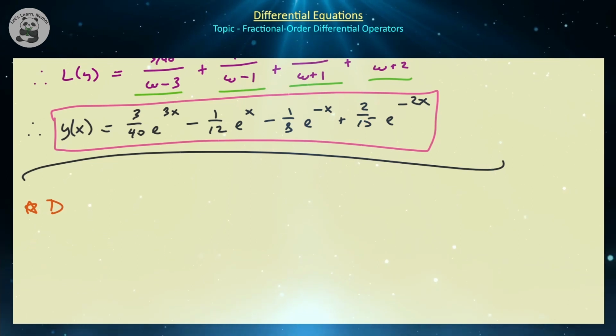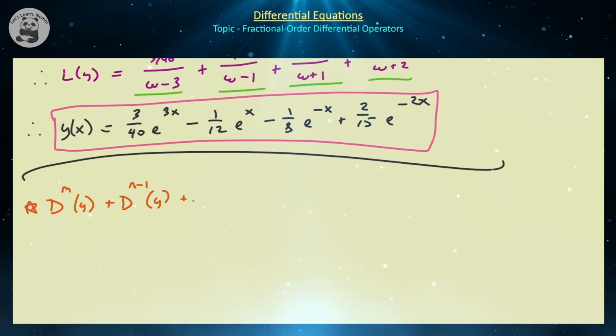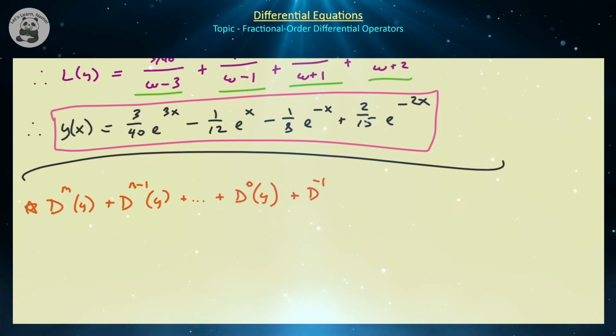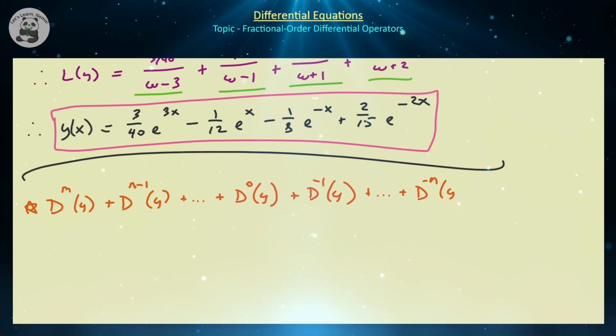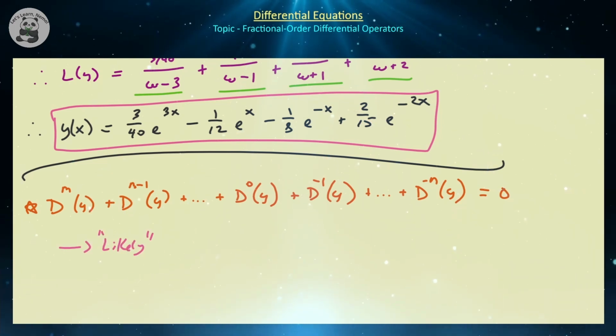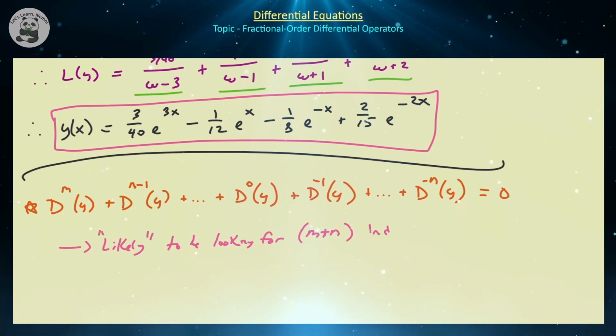Let's assume we have D^m of y plus D^(m-1) of y all the way down to the zeroth derivative of y, which is itself, plus the inverse derivative of y, plus all the way out to D^(-n) of y. Let's assume this is equal to 0. So what are we going to be looking for? We're going to be likely, I'm going to say likely because I'm not proving it here, looking for m plus n independent solutions, right?